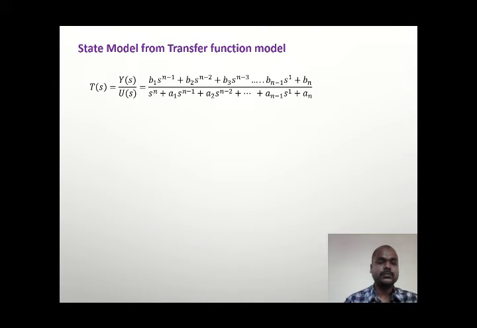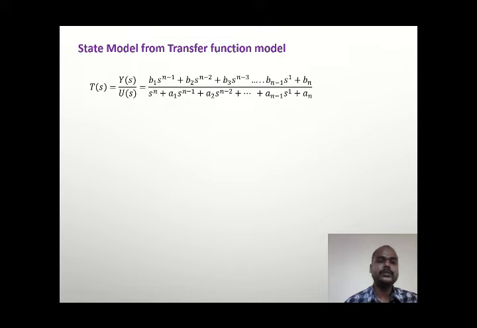Next, we move to the topic of transition of one form of transfer function to another form. For that, we have to use some assumption. So this transfer function T(s) is given in terms of Y(s) upon U(s). Y is the output of the system, and U is the input to the system, and these are represented with the help of the numerator and denominator. So these are constants b1, b2, b3, and bn in the numerator, and the denominator coefficients are a1 to an.